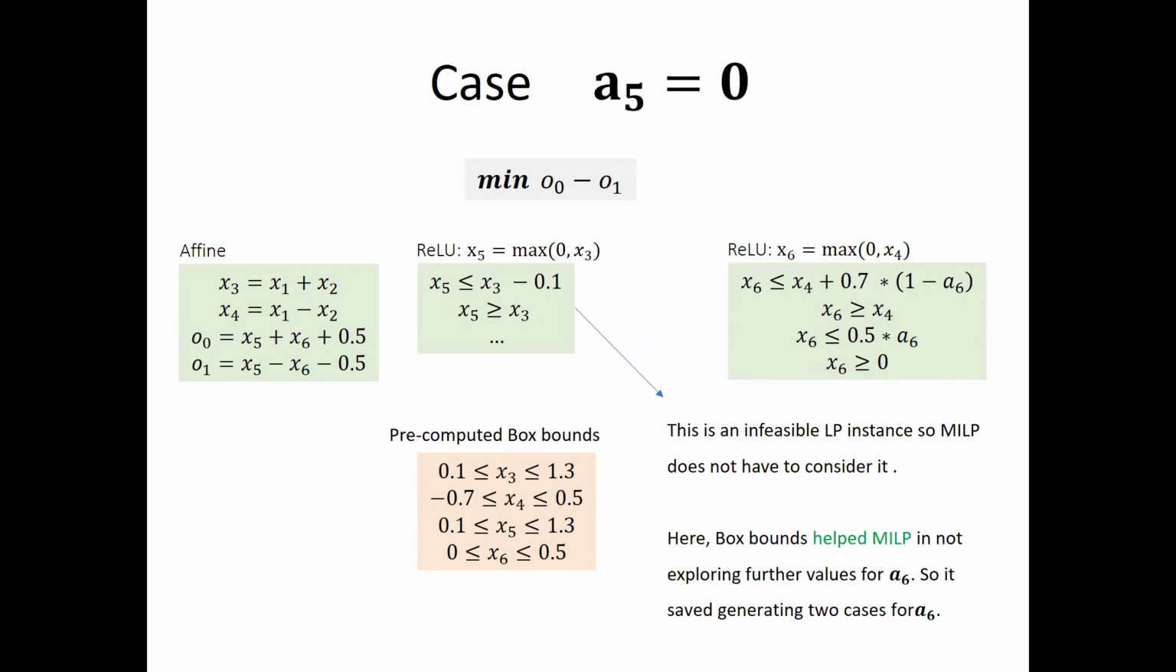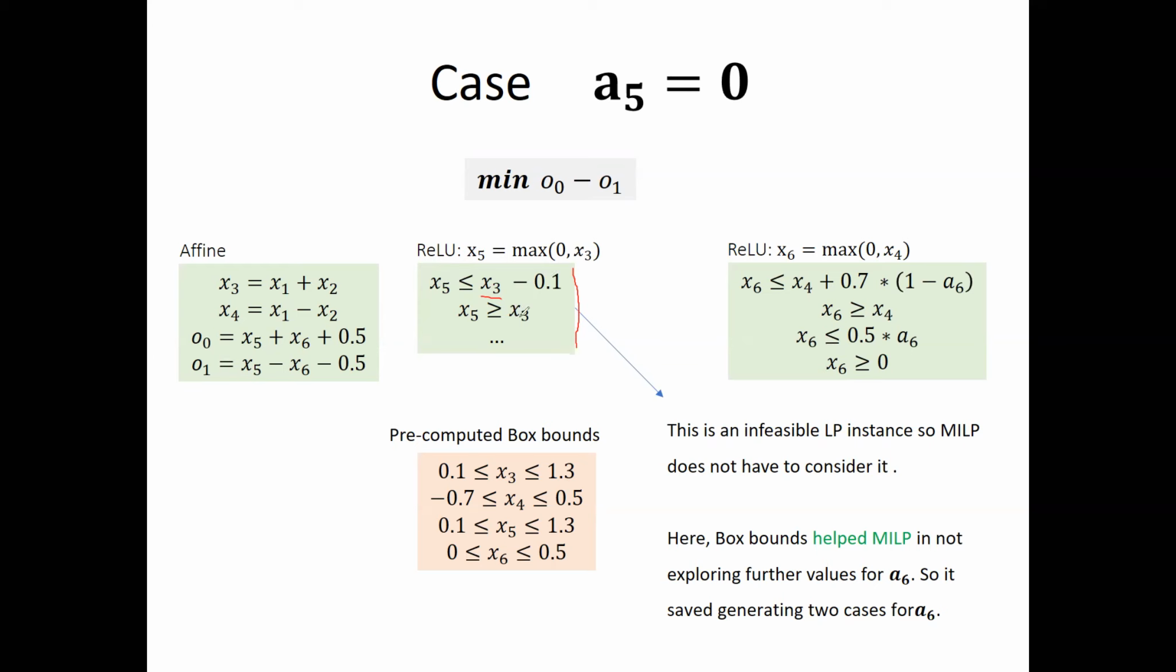So really what we have is 2 to the 2 cases. We have A5, A6, so this is 4 combinations. But let's look at the first ReLU A5 and see what happens over here. If we consider the case that A5 is 0, and do the simplification, we're going to end up with the following situation: X3 is greater than X5 plus 0.1, if you put the 0.1 on the other side, and X3 is also less than or equal to 5, okay?